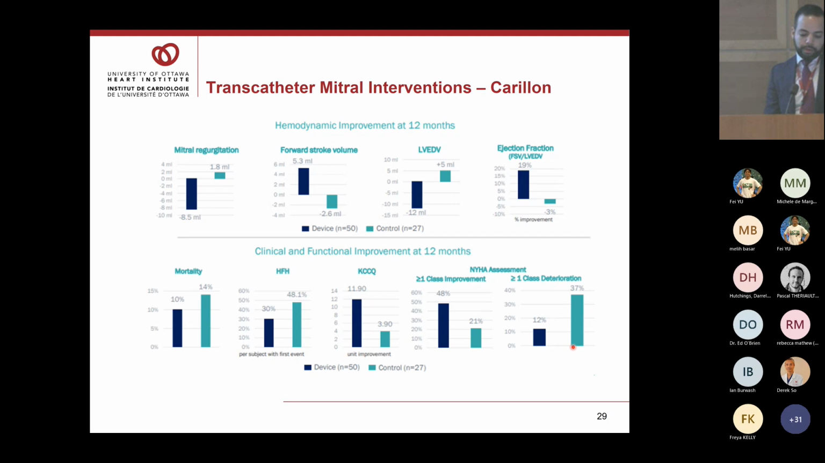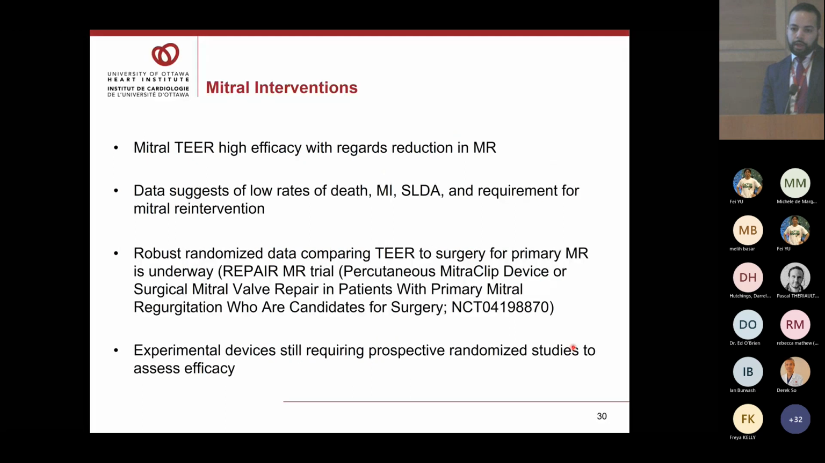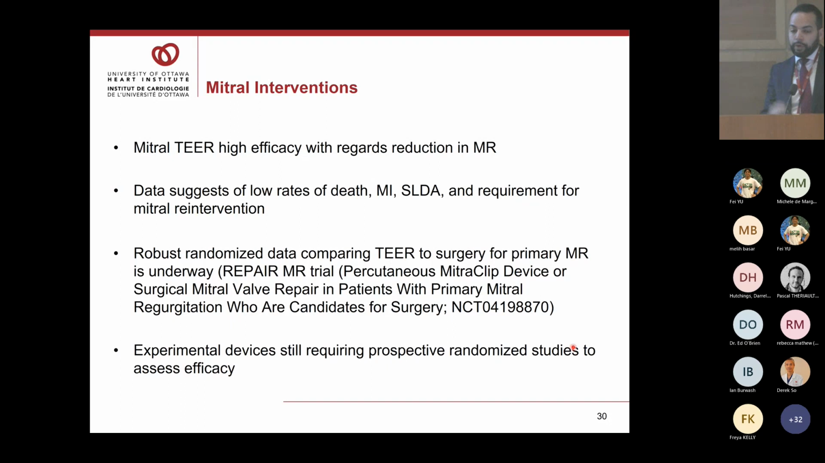So just to summarize what's going on in the mitral world, I think we're familiar with mitral TEER. We've shown at 5 years that it's safe and efficacious. Patients do well with it, and our experience is growing. There are low rates of death, MI, SLDA, and requirement for repeat mitral intervention. That's mainly for secondary mitral regurgitation. With regards to primary mitral regurgitation, there's no robust randomized data yet. There is a randomized study assessing primary MR surgery versus mitral TEER to assess efficacy, and we've been enrolling in that study for a little while. And then you've got the experimental devices, which are interesting, but haven't proven that they work quite yet.